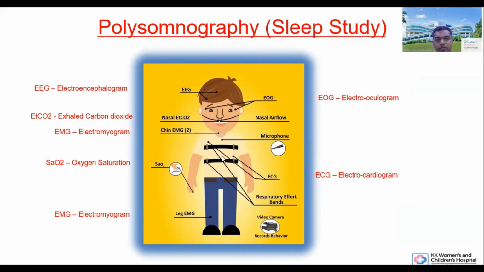And you have two bands, one over the chest and another over the abdomen, to look for movements of the chest and abdomen. You have continuous pulse oximetry monitoring, ECG, continuous video recording, and leg movement electromyogram.